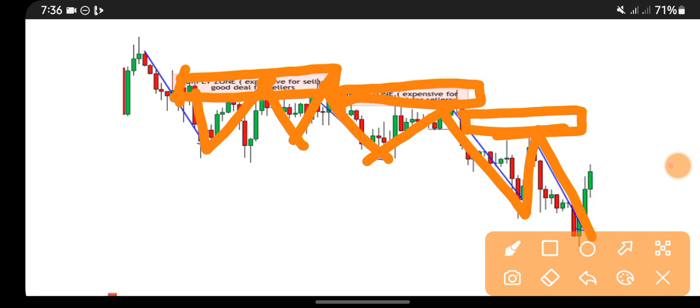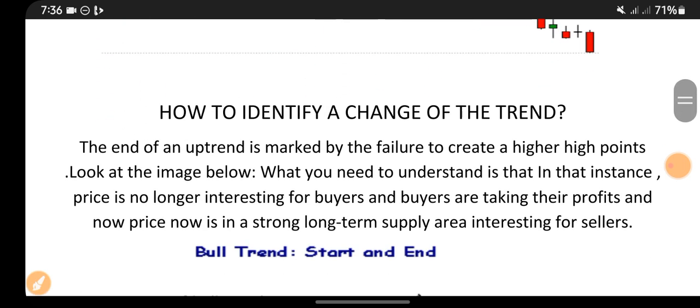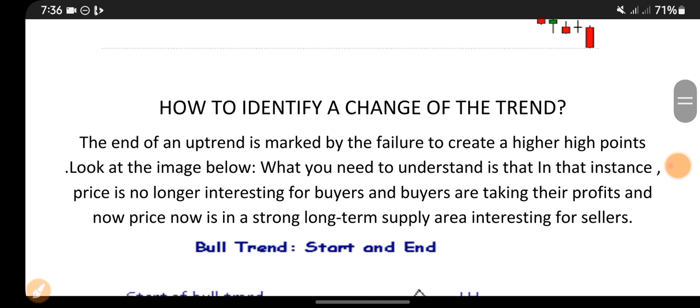Then that's it. Forex is very, very simple, but it's not easy. It's not easy because of the psychological part. Aside from that, just seeing things on the chart and being like, oh, I'll sell here, it's very, very simple and easy. Trust me. Okay. So now we talk about how to identify a trend change.